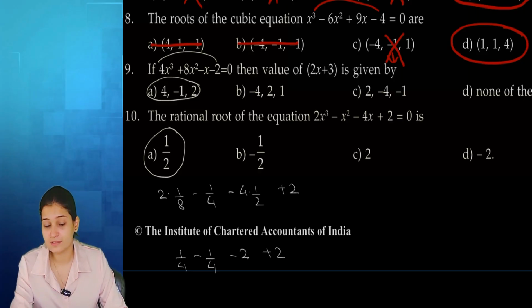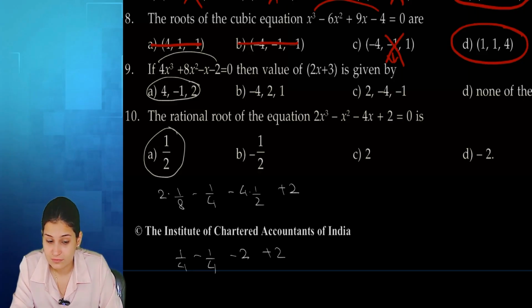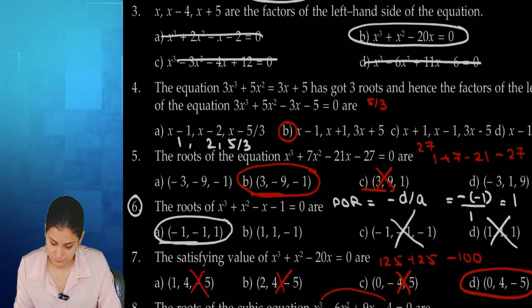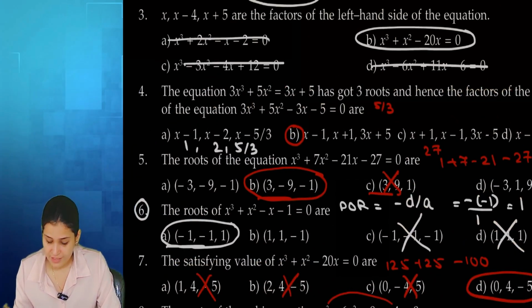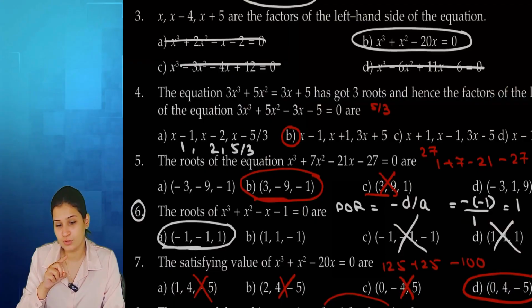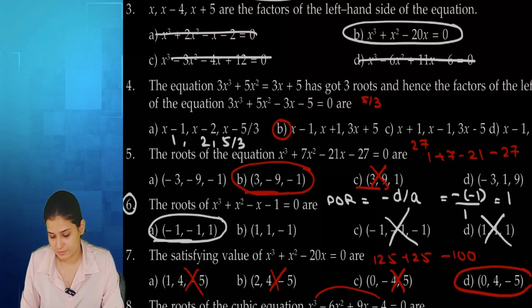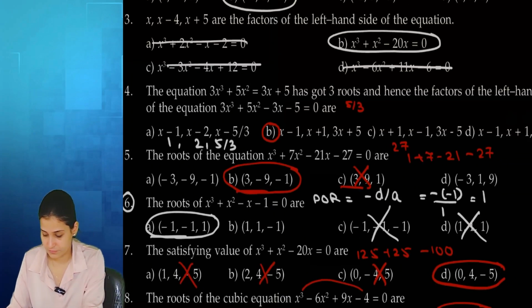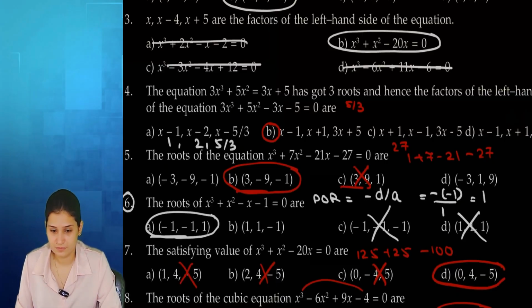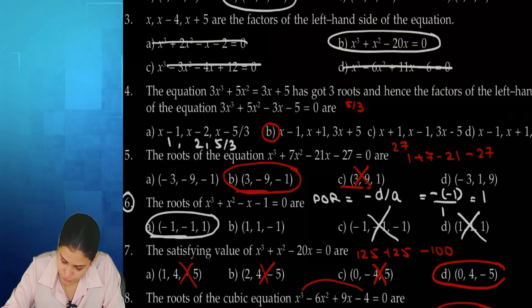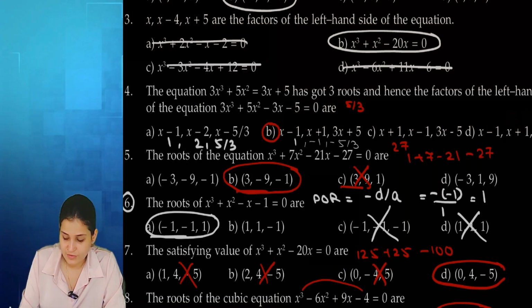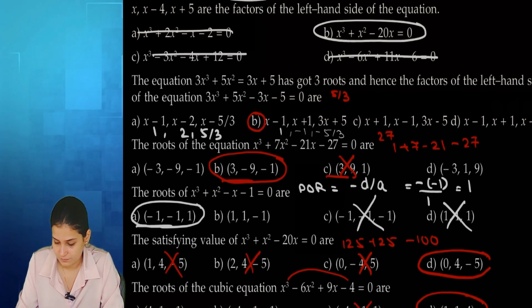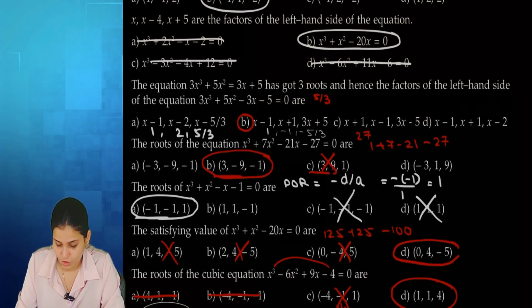Does anyone have any doubt? Ma'am, I have a doubt in the fourth one. In 4, if I find the product of the roots, it will be minus of minus 5 by 3, that is plus 5 by 3. Now here the roots are 1 and minus 5 by 3. Only this one gives us the product of the roots to be 5 by 3. So option D is the correct answer.